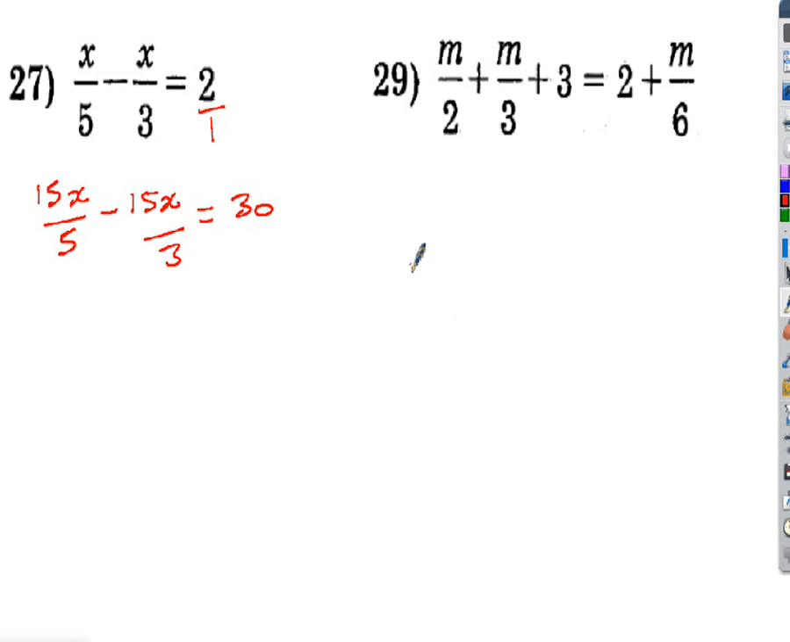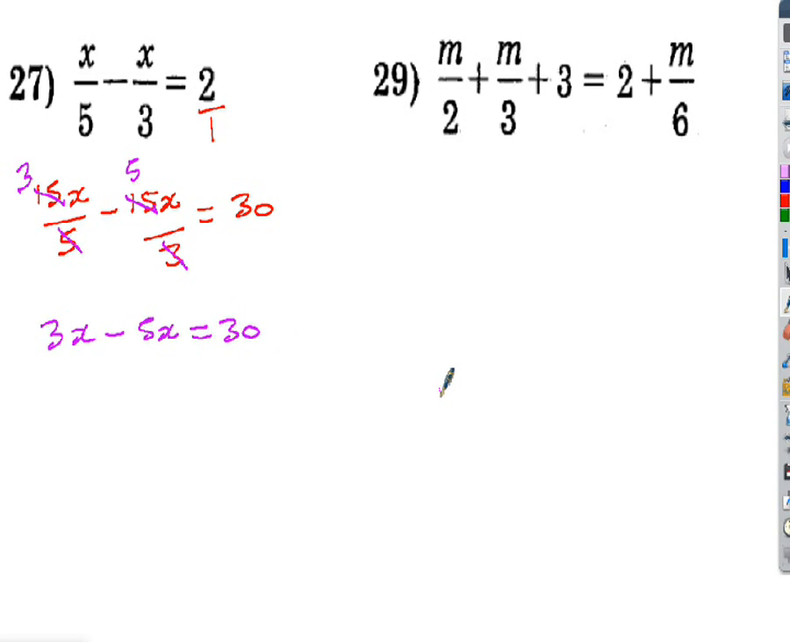I multiply throughout every term, left and right hand side multiplied by 15. We can see there's some cancelling here. The 5 divides into the 15 3 times, and the 3 divides into the 15 5 times. So my next line would be 3x minus 5x is equal to 30.